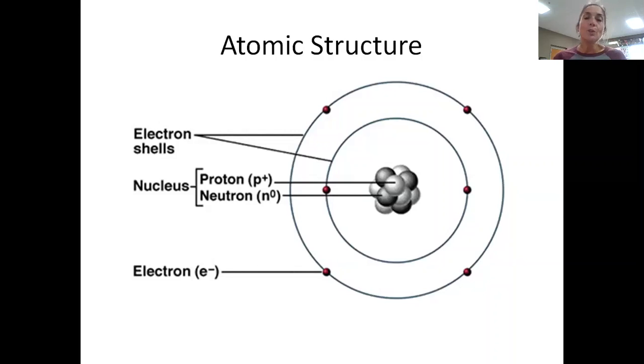So you notice on your sheet that there's a little key, and by the electron there's a negative symbol because electrons have a negative charge. By the proton there's a positive symbol because protons have a positive charge, and by the neutron there's nothing because neutrons are neutral, they do not have a charge.